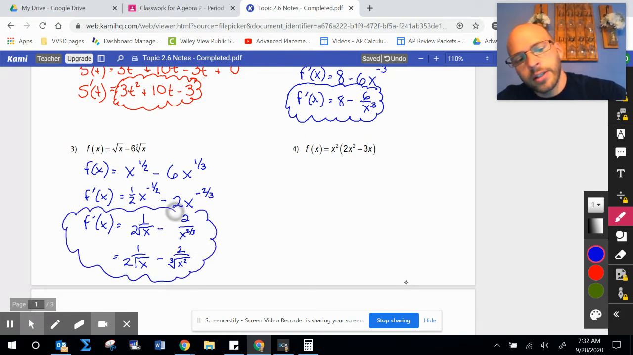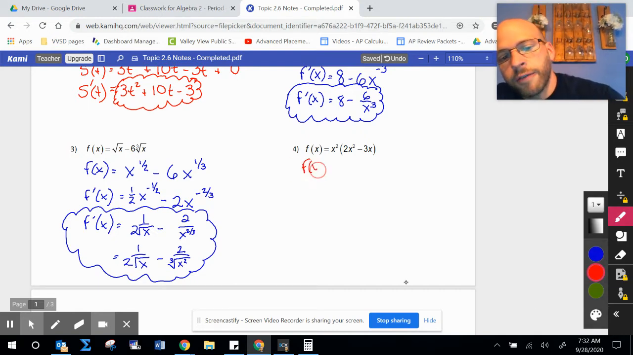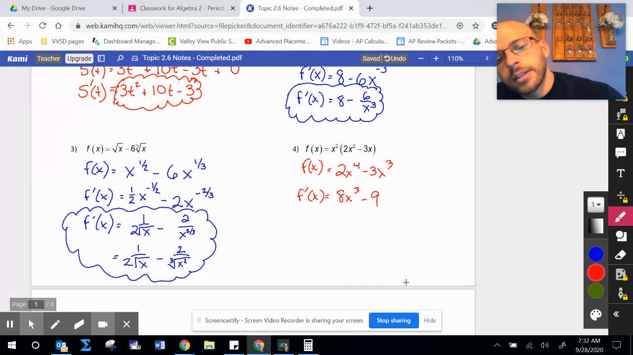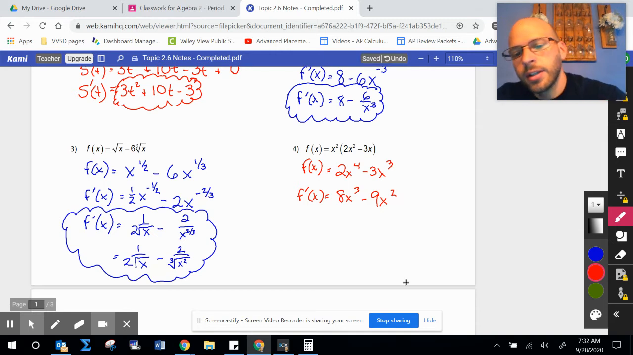All right, on to number 4. Now I have a product here. It's probably in my best interest here to just distribute that product out first. So I'm going to get a 2x to the 4th minus 3x cubed. And now to take the derivative, I'm going to drop my power down, which would be an 8x to the 3rd minus 9x squared. Again, just using that power rule.